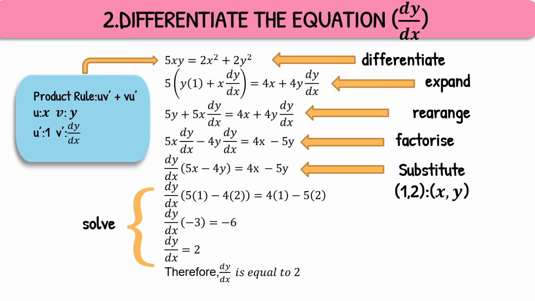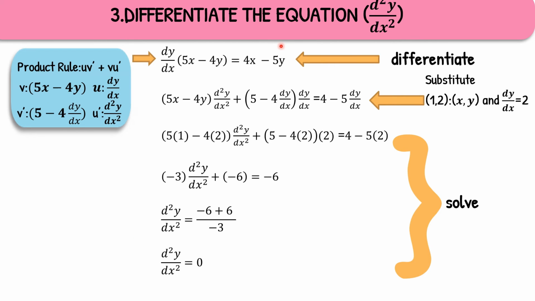Please take note that to differentiate this equation, we have to use the product rule, where u equals x, v prime equals dy over dx, v equals y, and u prime equals 1. Now, we move on to the next part, where we have to find the second derivative.